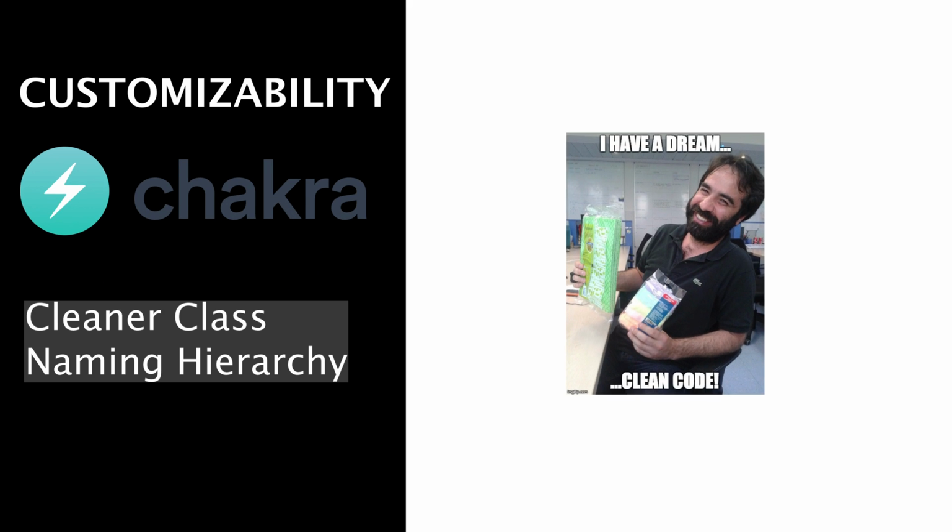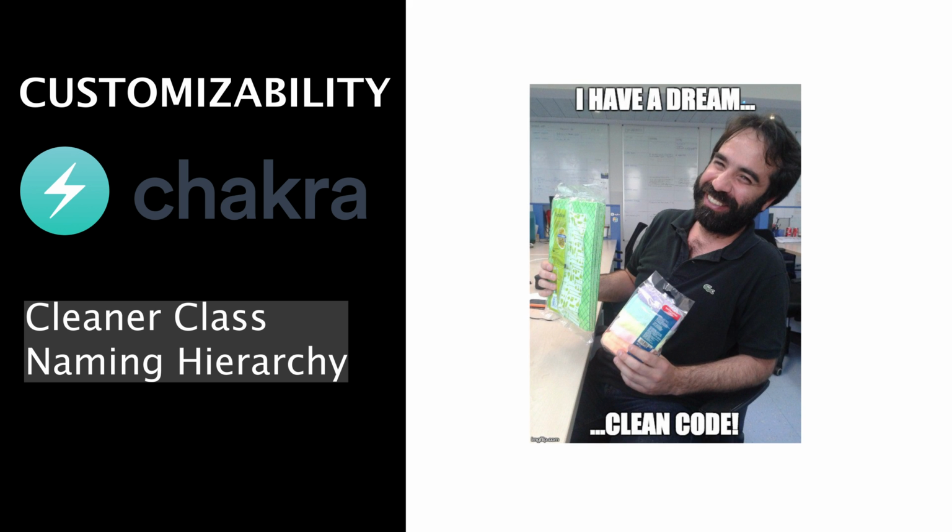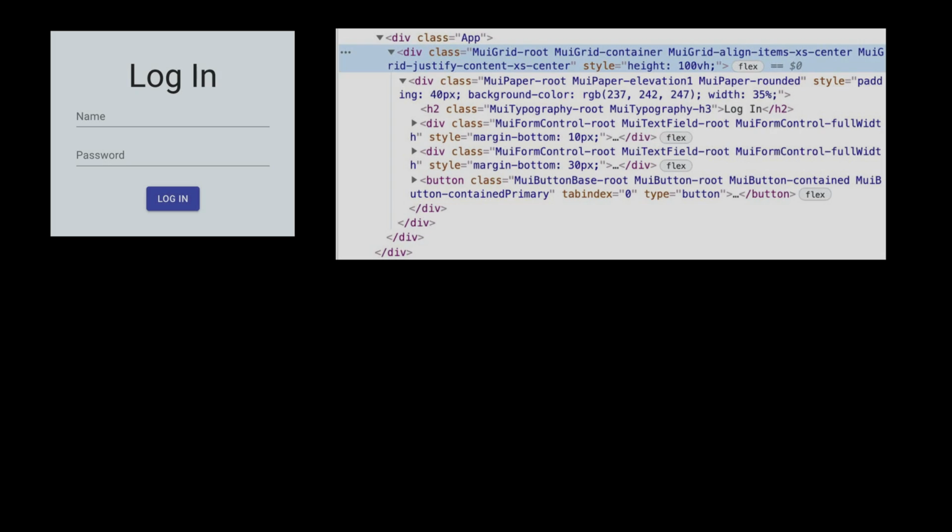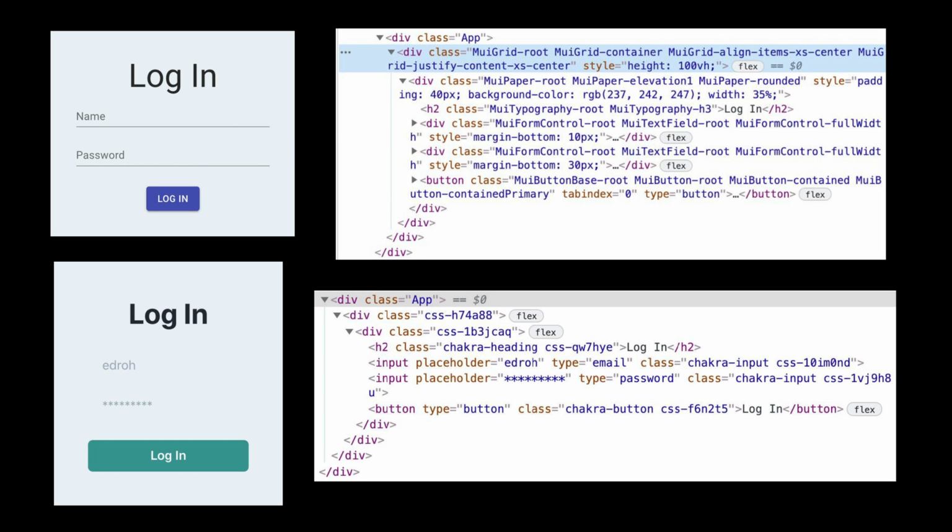First off, let's talk about customizability of both these libraries. Chakra UI has a cleaner class naming hierarchy. What this means is if you take a look at the dev tools for a simple login page for both Chakra and Material, you can see that Material has a ton of classes per element, whereas Chakra UI has generally significantly less classes per element.